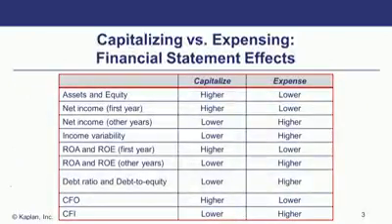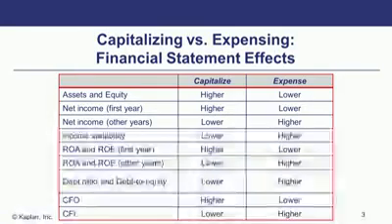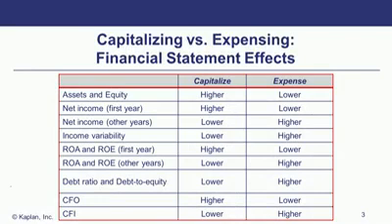Now let's have a look at and compare and contrast the two in terms of financial statements. If you capitalize, you're creating a balance sheet asset. So by default, the assets are going to be higher. So we are going to get higher assets than when we expense. If we expense, the full cost goes to the income statement, giving you lower net income. And if you've got lower net income, of course, lower retained earnings. So assets and equity will be higher under capitalization and lower under expensing.